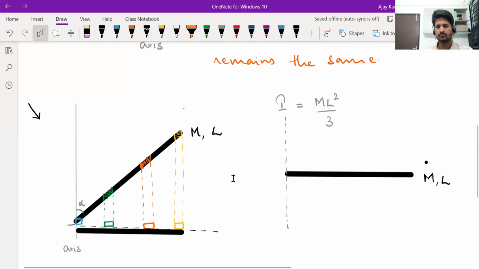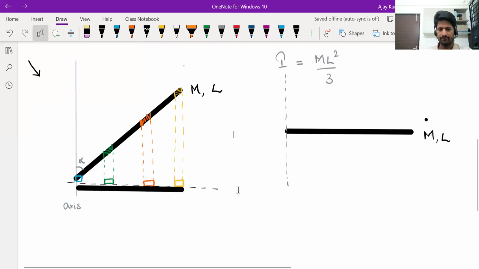Sir, but then won't the angle alpha change? Then what's the point of doing that? Let alpha change. See, we are trying to make it simpler, no? To solve it in a different way. Why should alpha be kept as alpha? We are not disturbing the system.